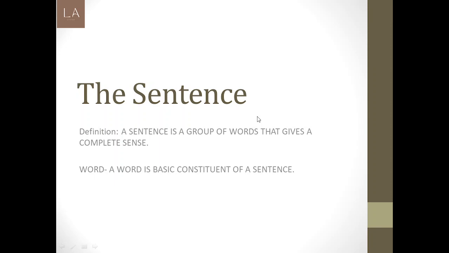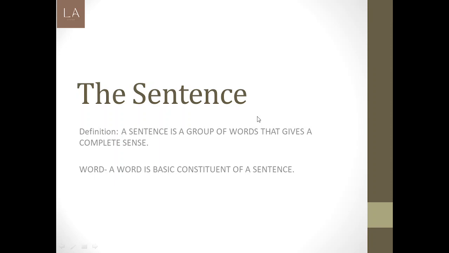What is a sentence? Its definition is: a sentence is a group of words that gives a complete sense. The point to note is that a sentence is not just a group of words, but a group of words that gives a complete sense. And it is made of words.